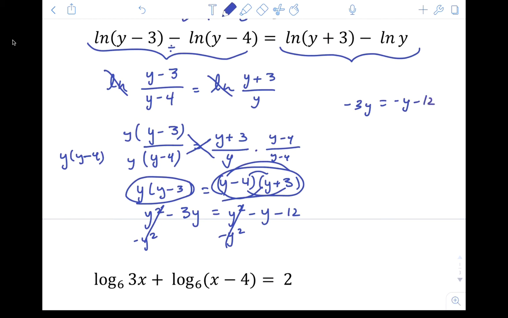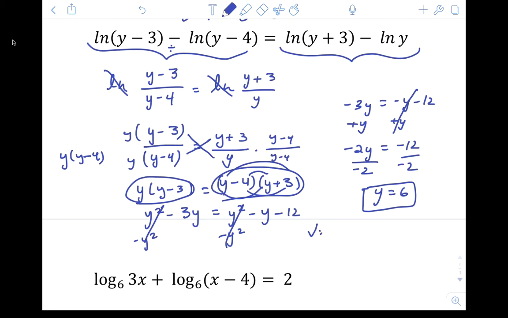Well, I don't have to factor anymore. I can SADMAP because I just lost my y squared. And that ends up being negative 2y equals negative 12. So y equals positive 6. I only got one answer. That's fine. There's not a big deal with that. So let's see if it's true.